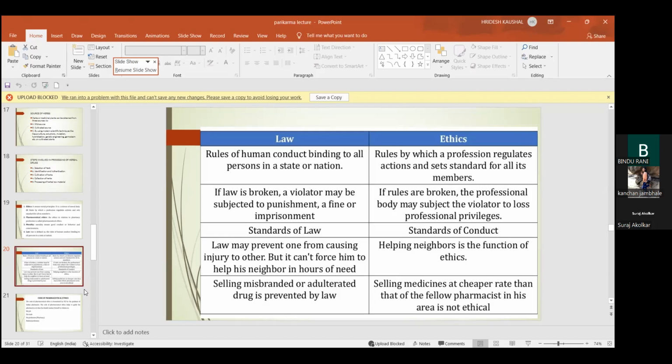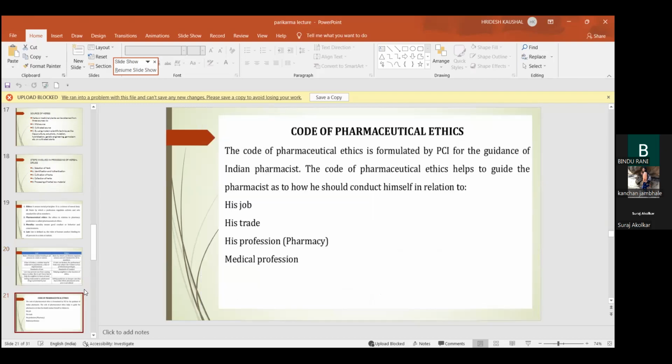Now, what is the pharmaceutical code of ethics? As we all know, the Pharmacy Council of India, PCI, is the regulatory body for the pharmacy profession all over the country. So we follow the rules and regulations given by the Pharmacy Council of India to perform the profession in this nation. According to PCI, the Code of Pharmaceutical Ethics helps guide the pharmacist as to how he should conduct himself in relation to his job, his trade, his profession, and the medical profession.